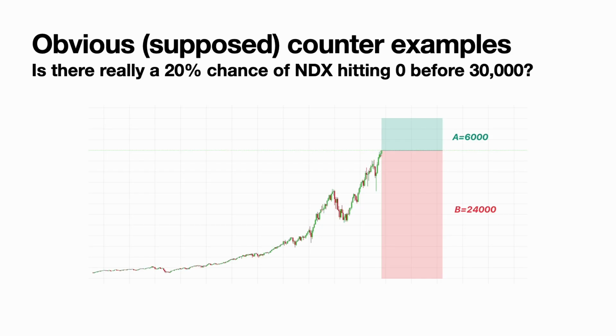Okay, on to supposed counterexamples. At the time I'm recording this, the NASDAQ 100 is trading at 24,000. The base rate concept would suggest that if I were to guess the probability of the NASDAQ plummeting to zero, just absolutely wiping out all value, or climbing a relatively modest 25% to 30,000, the chance of hitting zero before 30,000 is 20%. But this really doesn't seem right at all.